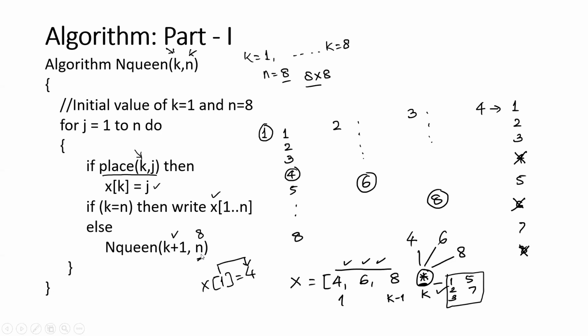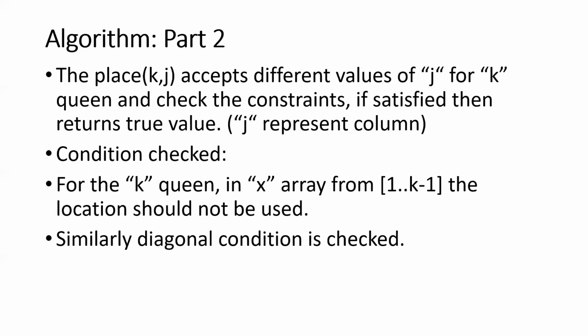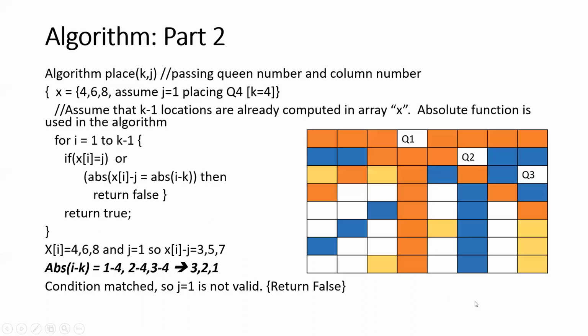So this is a simple part one, where we are just passing the value of k one by one, keeping n constant. Now, I have already explained this idea. Like if you want to solve for k, you must have solved for 1 to k minus 1. So with this assumption that we are trying to solve for k equal to 4, assuming k equal to 1 to 3 is already solved.